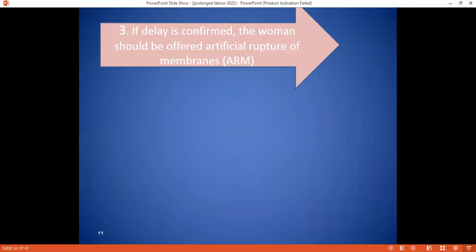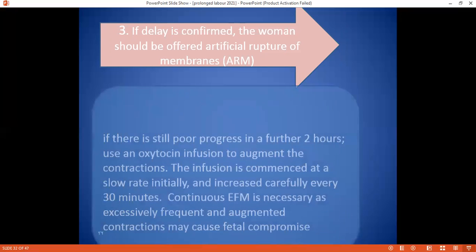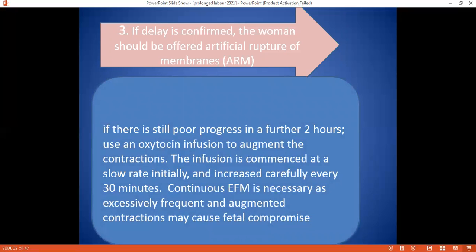If delay is confirmed, again I examined her after two hours and confirmed that the cervix is not adequately dilated, the woman should be offered artificial rupture of the membranes to facilitate labor. If there is still poor progress in a further 2 hours, oxytocin infusion to augment the contractions. The infusion is commenced at a slow rate initially and then increased carefully every 30 minutes. Every half hour I increase the drip of oxytocin.